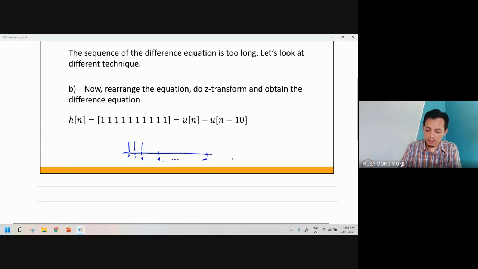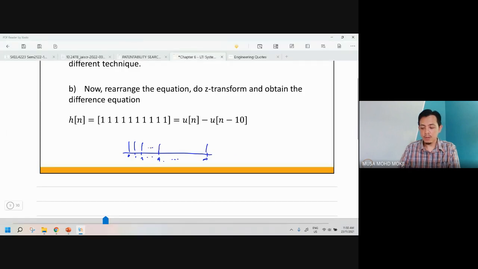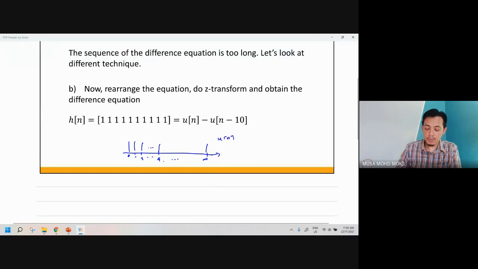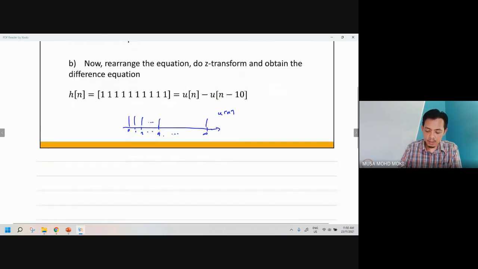Until infinity. Okay, so what is this? This is u[n]. And what is u[n-10]? So u[n-10] is, you have from 0, then 1, then 2, up to 9, and then you have a 10. So you will start at 10 until infinity.